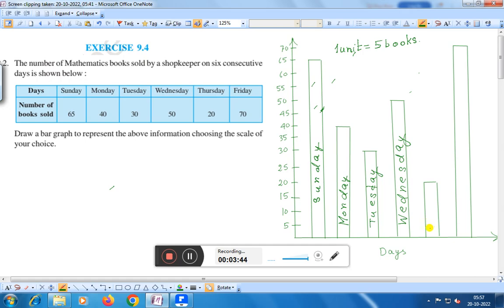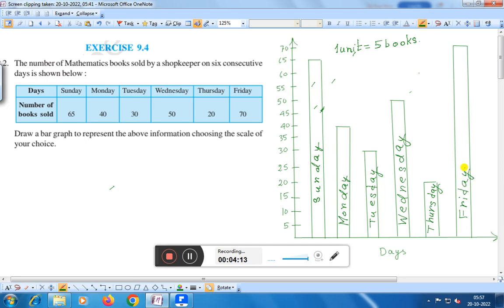And this one is Thursday: T, H, U, R, S, D, A, Y, Thursday. And this one is for Friday: F, R, I, D, A, Y.